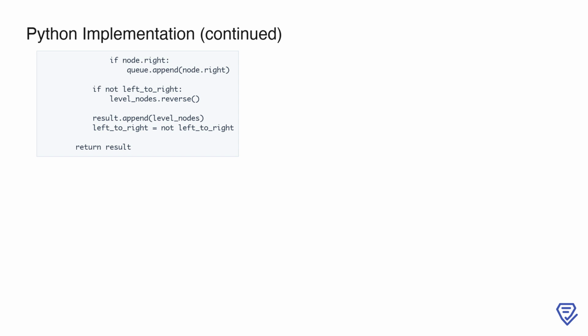Then, we check if the node has a left child. If it does, we add it to the queue for processing in the next level. Similarly, we check if the node has a right child and add it to the queue if it exists.